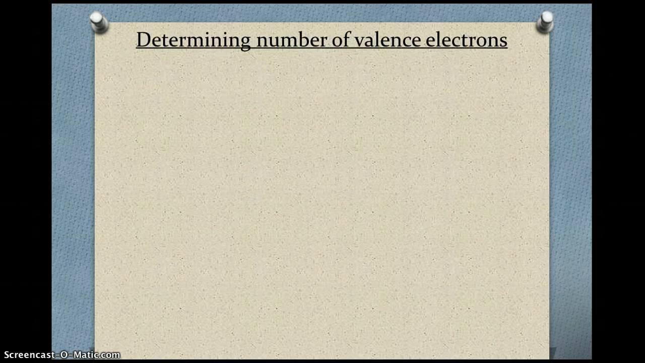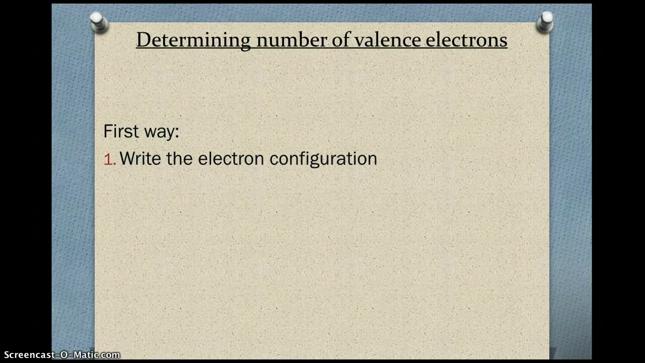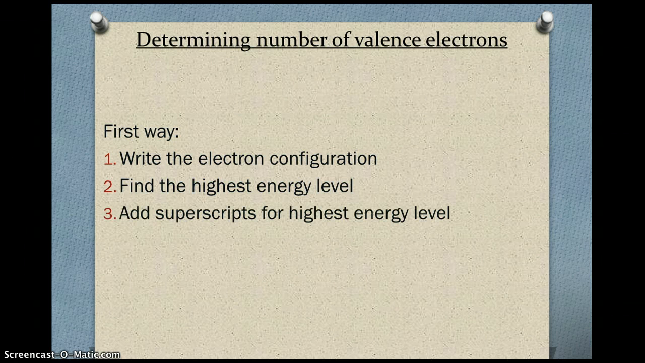So now we're going to try to figure out the number of valence electrons. The first way, and actually the only way we're going to learn today, is you write down the electron configuration. Then you find the highest energy level. You add the superscripts for the highest energy level.